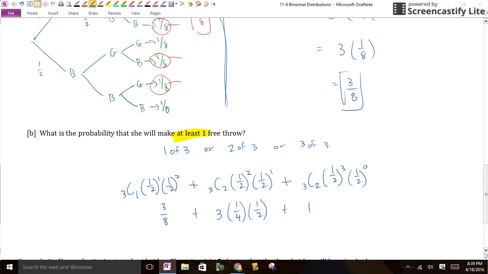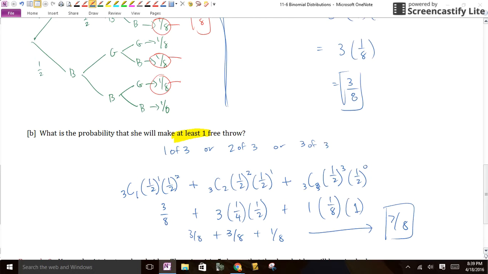Oh wait, why did I do 3? This should be 3C3. That would be 1, and then this would be an eighth, and this would be 1 because anything to the 0 power is 1. So what do you have? You have 3/8 plus 3/8 plus 1/8. What is that? 7/8 chance that she will at least make 1.